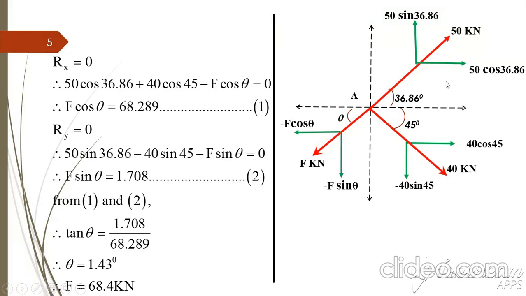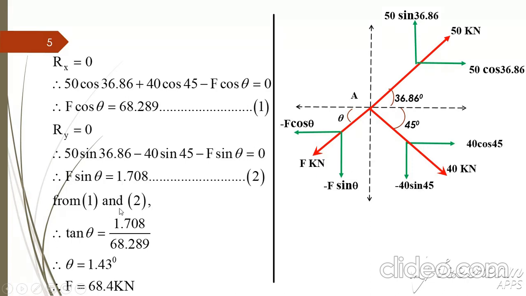Now taking the summation of all the horizontal forces, that is Rx, and as the resultant is given as 0, Rx is 0. So 50 cos 36.86 plus 40 cos 45 minus F cos theta equals 0. Solving this, F cos theta is equal to 68.289. Similarly, taking Ry, the summation of all the vertical forces, 50 sin 36.86 minus 40 sin 45 minus F sin theta equals 0. Solving this we get F sin theta is 1.708.